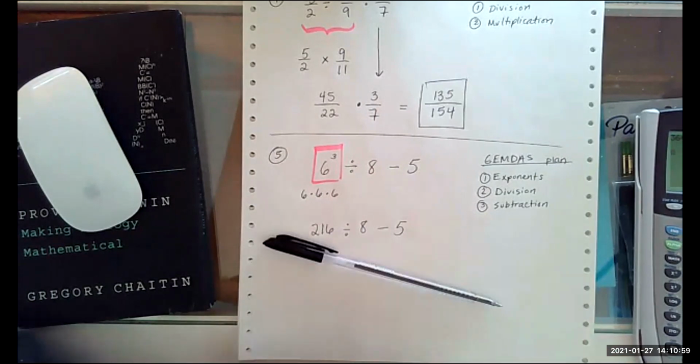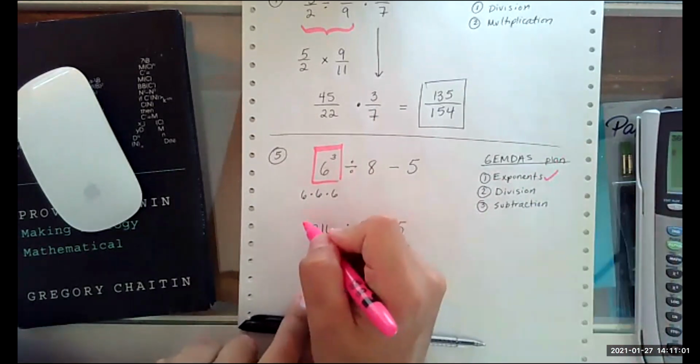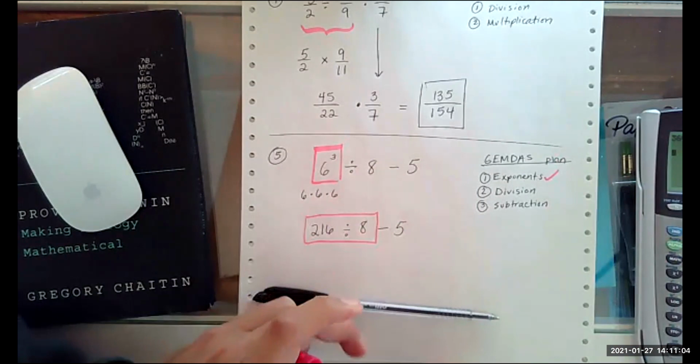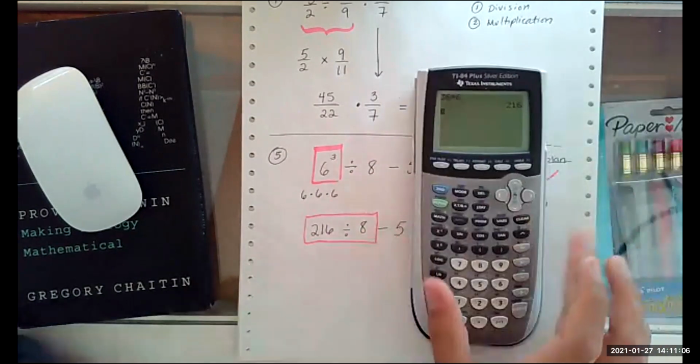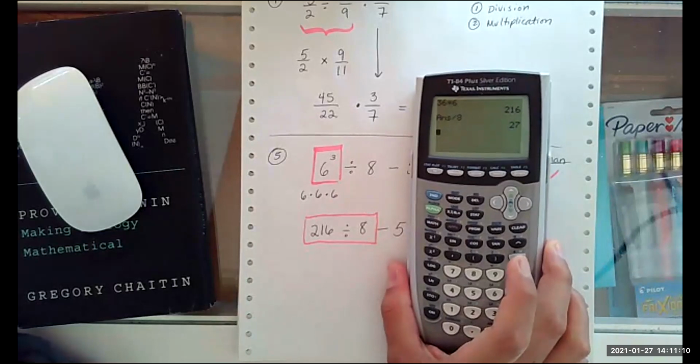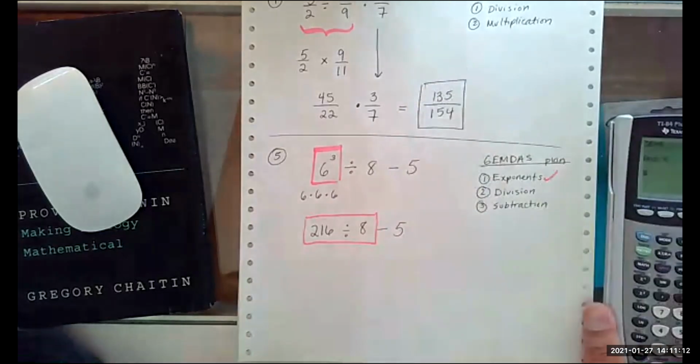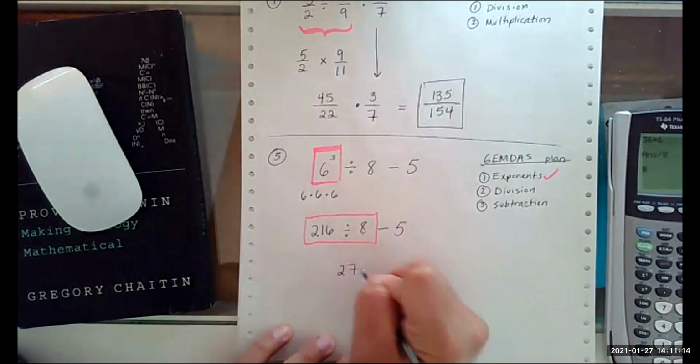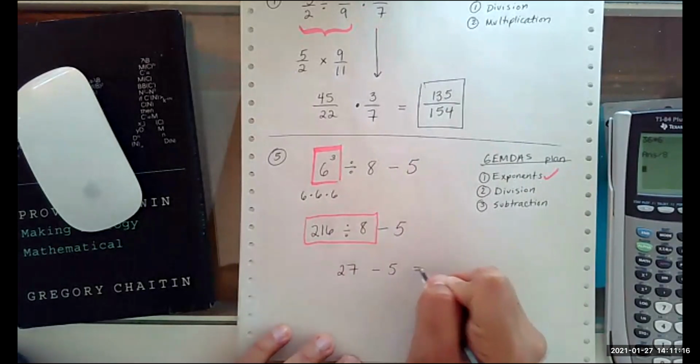So we've taken care of our exponents. We'll then fly through this division. Since we have our calculator handy, might as well try that. So 216 divided by 8 turns out to be 27. And then we'll subtract 5 from that and get 22.